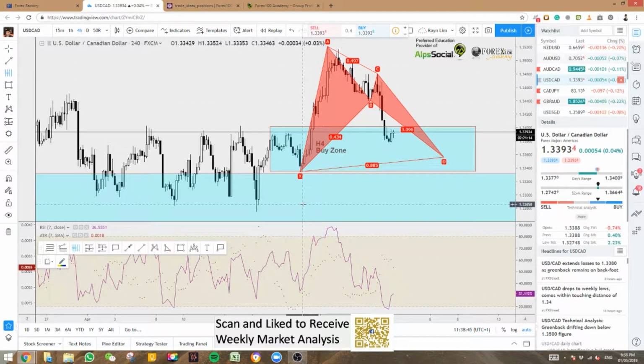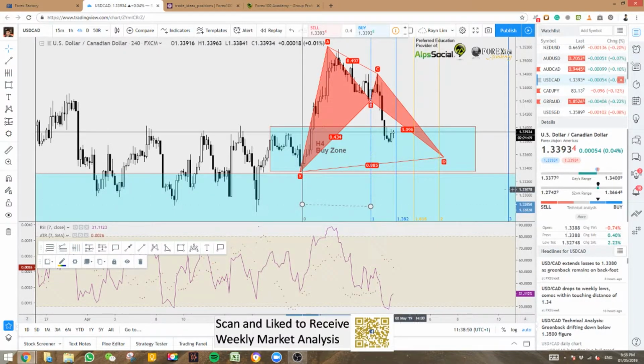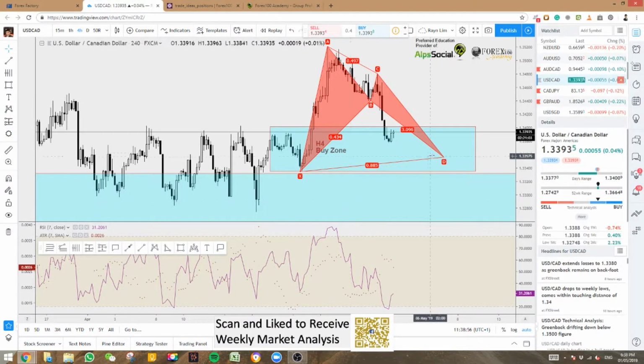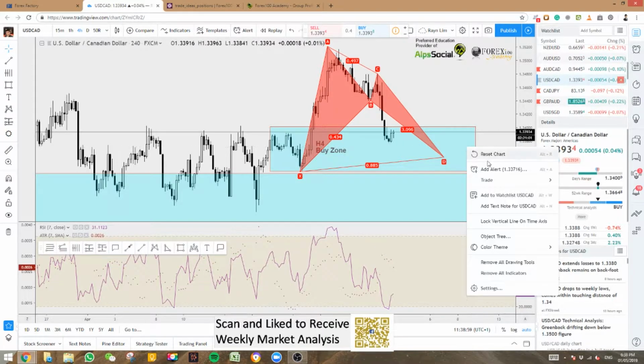If we form up too soon, then it is not valid. In a most likely scenario, this will be a valid trade. Let's see how it goes.